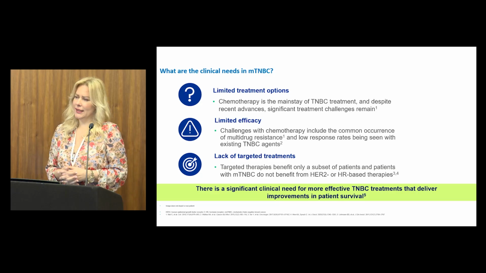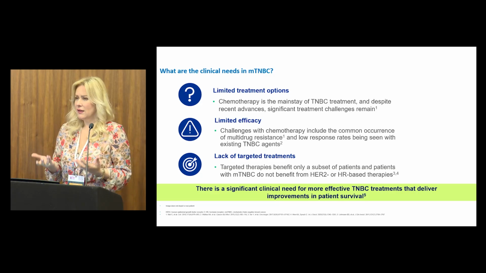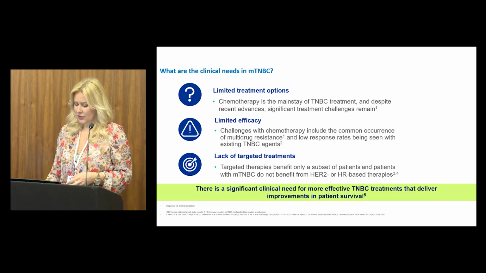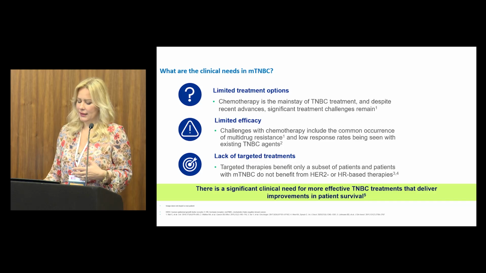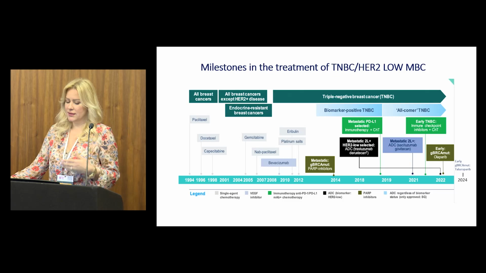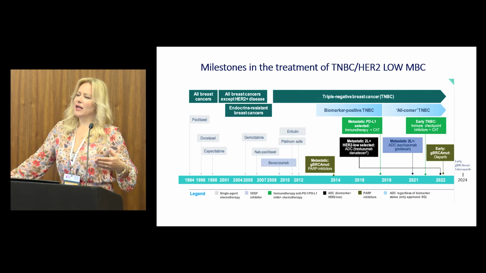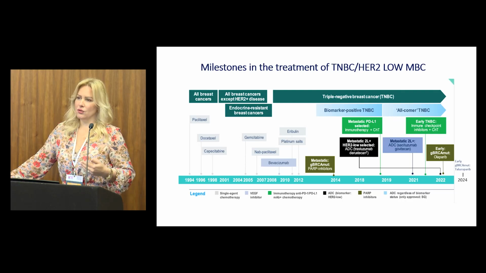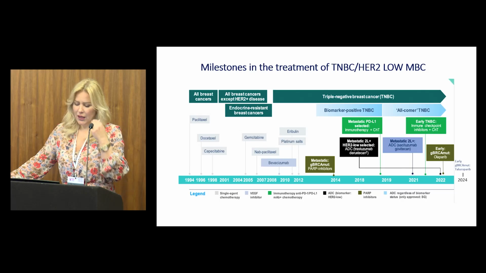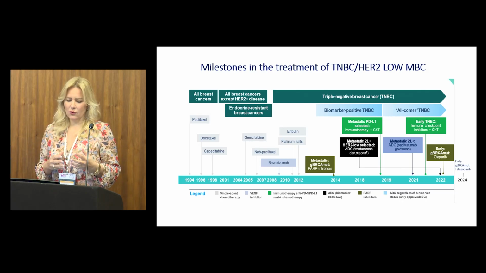So the clinical needs in metastatic triple-negative breast cancer: there are limited treatment options, limited efficacy, short duration of the efficacy, and the lack of targeted treatment. So there is a significant clinical need to develop more treatments that not only improve the survival of the patients, but have manageable side effects. So the quality of life is absolutely important. And I said that, until perhaps 2020, the survival was a bit grim.